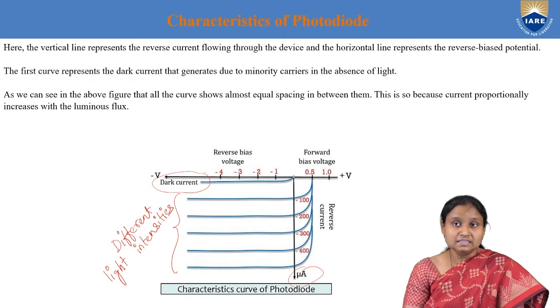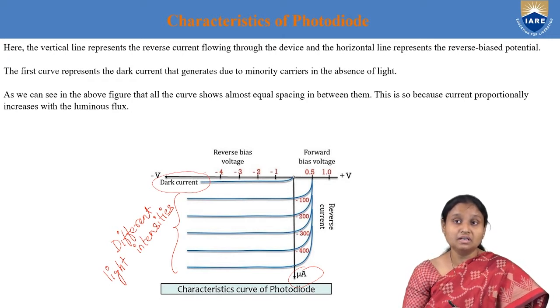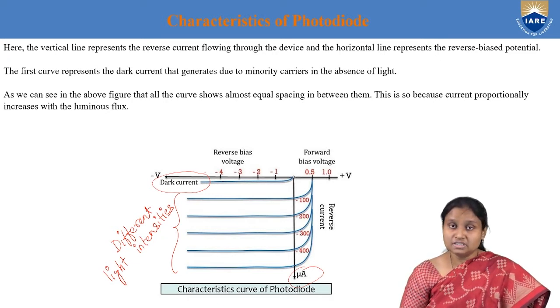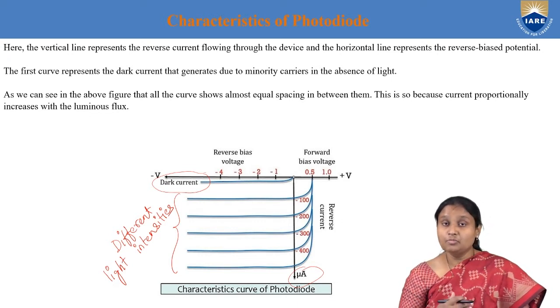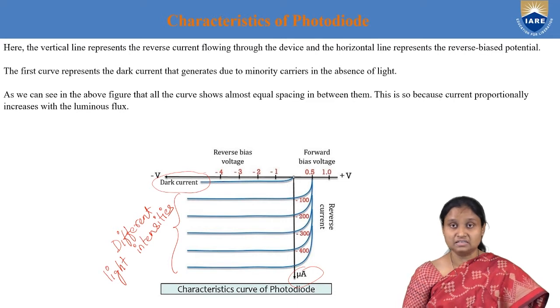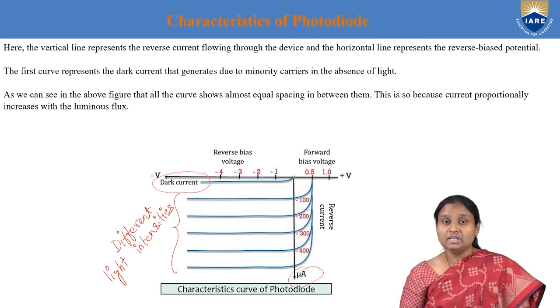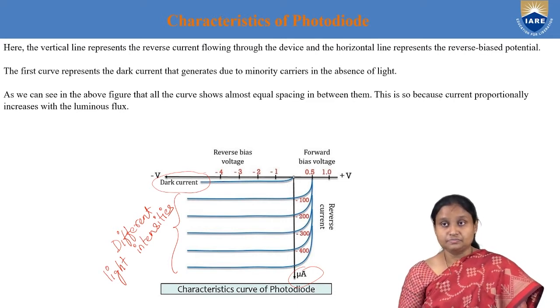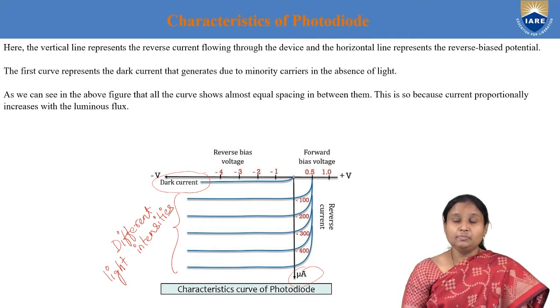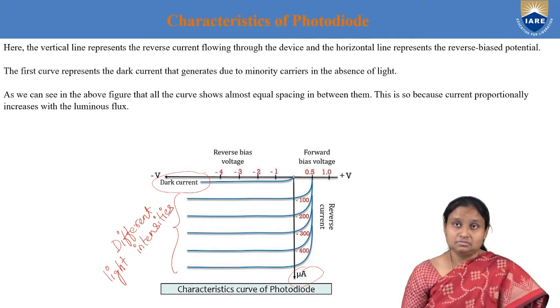So as light intensity increases, reverse current will also increase, because when light intensity is increasing, a greater number of energetic photons will be there, and more charge carriers present in the depletion layer will become mobile. So the number of immobile charge carriers converting to mobile charge carriers will increase as we keep increasing our light intensity. This is a very important characteristic of the photodiode.